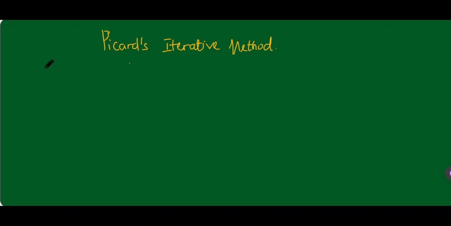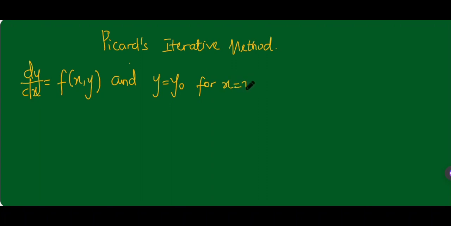We have various numerical methods for finding the solutions of ordinary differential equations, and some of them include the Taylor series method and the Runge-Kutta method, and Picard's iterative method is also one of them. So in this video, that's what we will be focusing on. So what exactly is Picard's iterative method and how does it work? The Picard iterative method is used to solve ordinary differential equations of the form dy/dx = f(x, y), and we are given the initial conditions: y = y0 for x = x0.